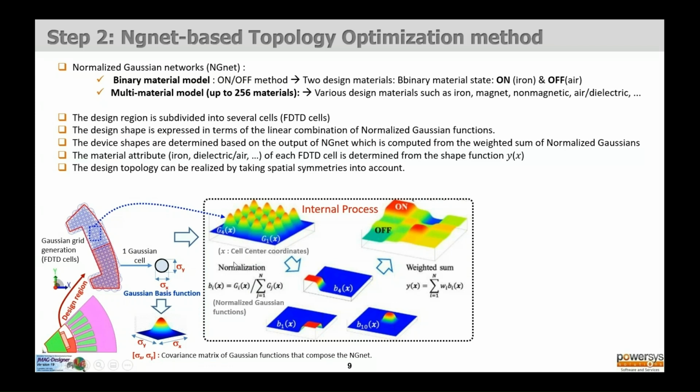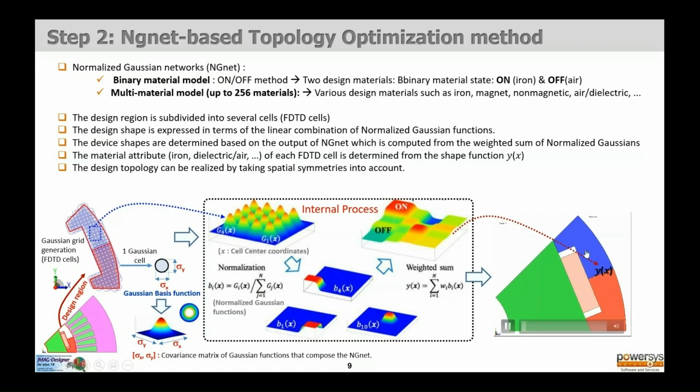And after normalization, each cell will have a normalized Gaussian function, and JMAG will apply some specific coefficient, a weighted coefficient, to each cell of the design region. And finally, the shape function will be the combination of the weighted coefficient of each cell times the normalized Gaussian of each cell. So this function represents my design region, and this is the function that JMAG will use to optimize the shape of the rotor.